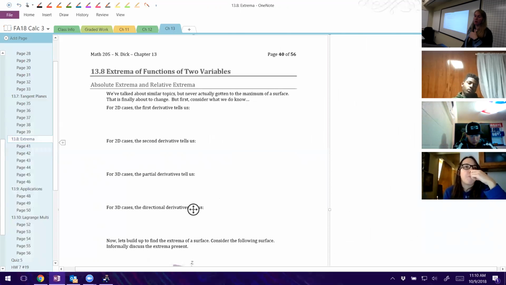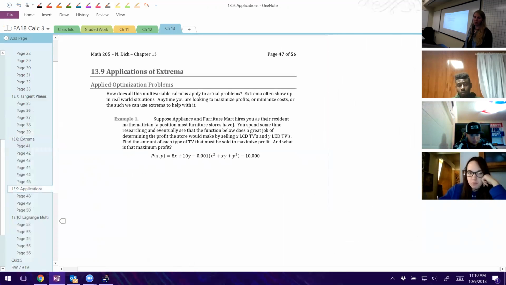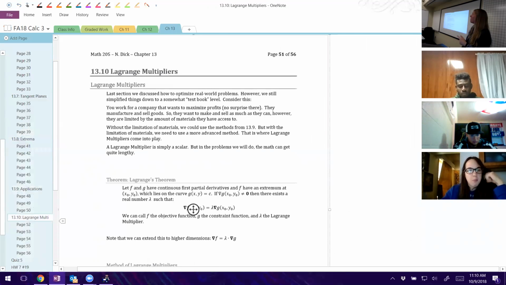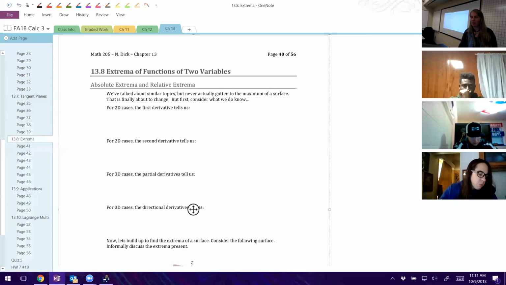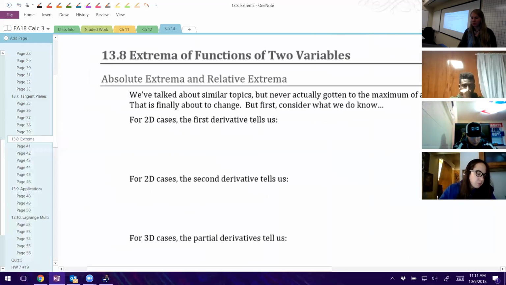So in 13.8, we just talk about extrema in general. 13.9 is all those word problems. And then 13.10 is a method called Lagrange multipliers. It's still going through and finding extrema, but it's under conditions. So like if you have a job and you can only spend so much money on supplies, but you still want to maximize your profit, we can use these methods to find maximums in those cases. But these last three sections are all very similar. They're all related to the same type of thing, which hopefully is good. It means we're not having a whole bunch of new ideas in the last part of this chapter.